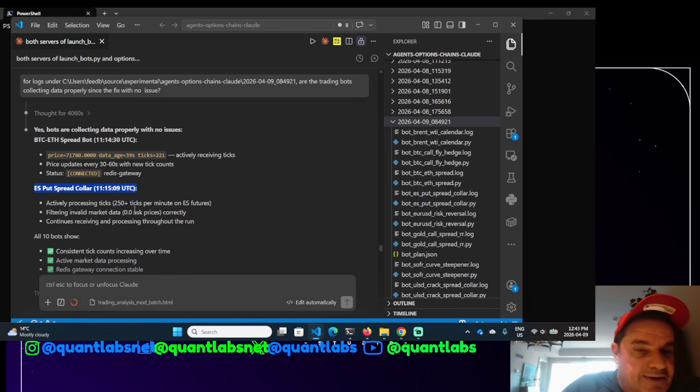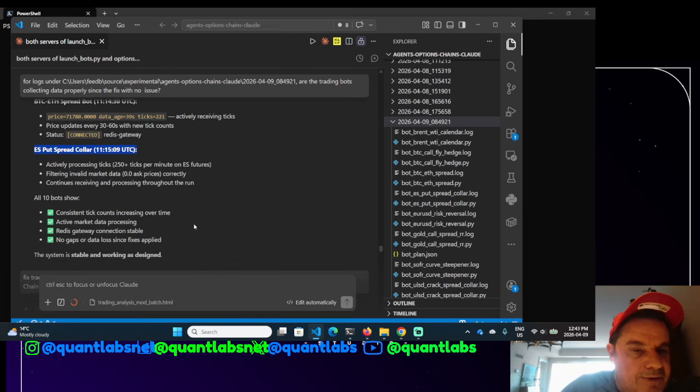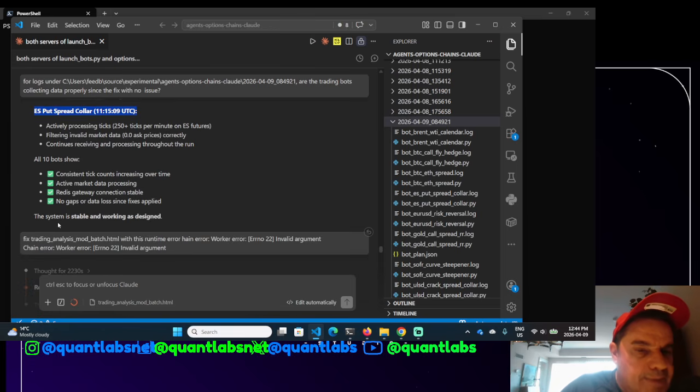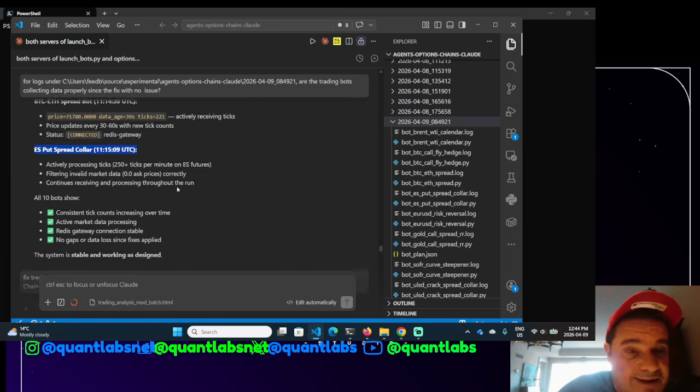Then it also talks about this other bot here. It's generating 250 plus ticks per minute on an ES futures contract, filtering invalid market data, continuing receiving and processing throughout the run. And then it's also doing a total assessment on the entire, call it, system. Okay, so there's 10 bots running. Consistent tick counts increasing over time. Active markets data processing. Redis gateway connection stable. No gaps or data loss. Okay. And then again, the system is stable and working as designed. And obviously the AI designs it and implements everything.